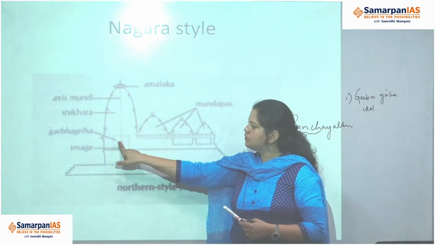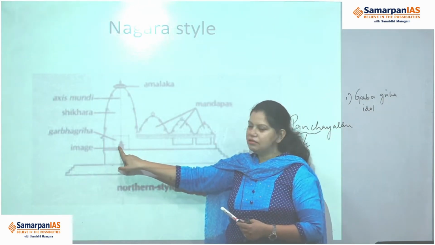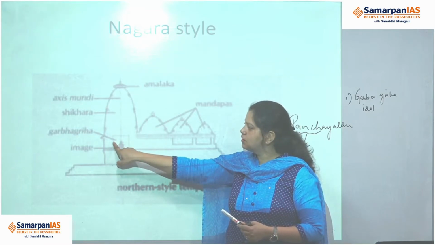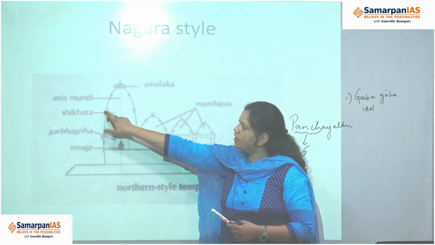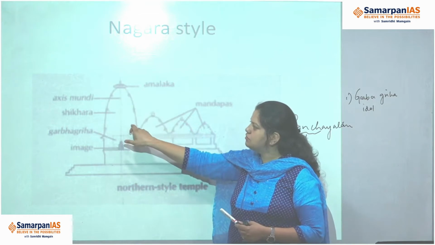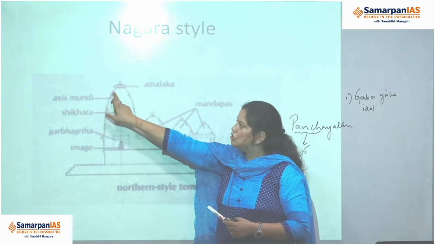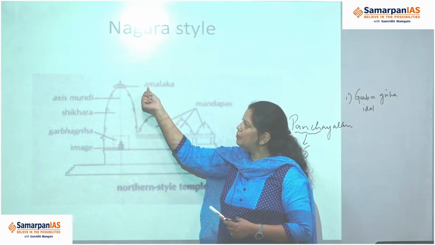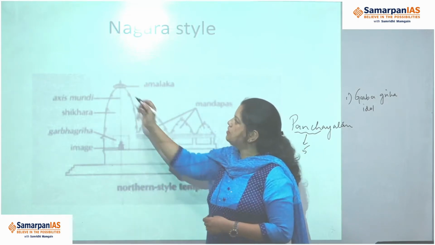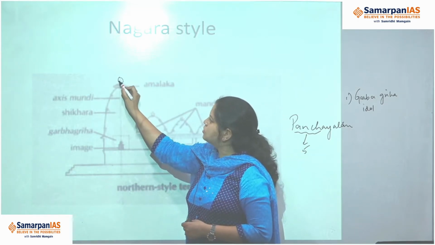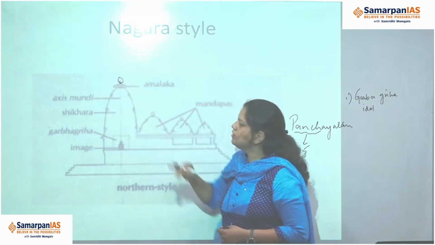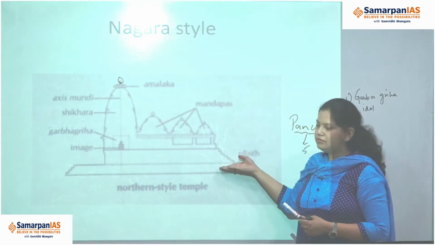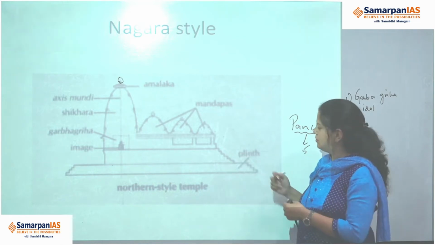So this is the Garbhagriha where the idol of the main god is placed. Above the Garbhagriha, a tower is made, which is known as Shikhar. Shikhar has one disc-like structure known as Amlak, and above it is a Kalash. A small inverted Kalash is there. And then what is this? Jagati.